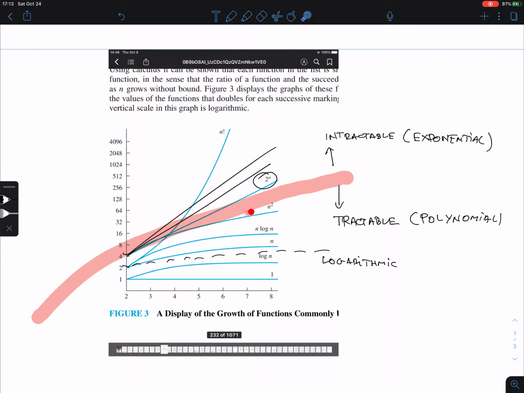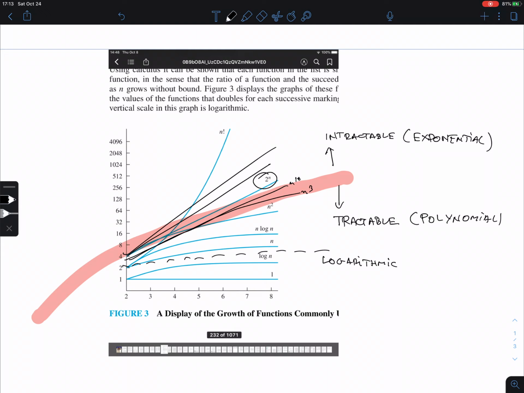But somehow they all fall into what we call tractable. Okay, and I will argue a little bit later why this is considered tractable. Of course, this is n squared, but there would also be an n cubed here, right? So a few more would be here, n cubed. And here would be perhaps n to the 10th. So the higher the power, of course, the worse it is. But it is still considered tractable.